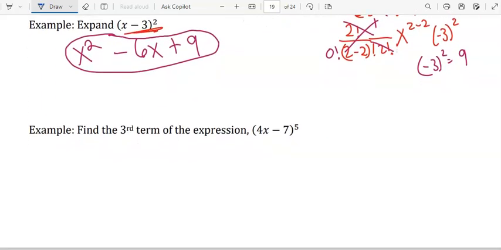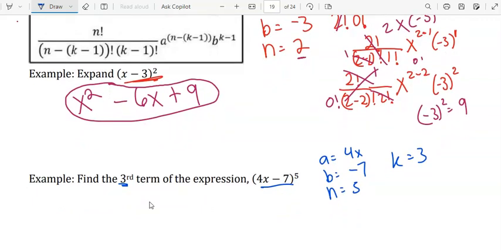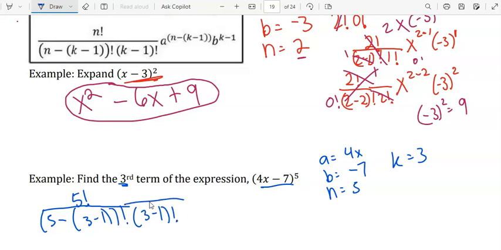Let's look at the other example. Find the third term of the expression, 4x minus 7 to the 5th power. We'll identify a, b, n, and k. A is 4x, b is -7, n is 5, and k is going to be 3. From there we plug it into this formula right here. So we have 5 factorial over 5 minus parentheses 3 minus 1 factorial, 3 minus 1 factorial, 4x to the 5 minus 3 minus 1 times -7 to 3 minus 1. And then we'll simplify this.